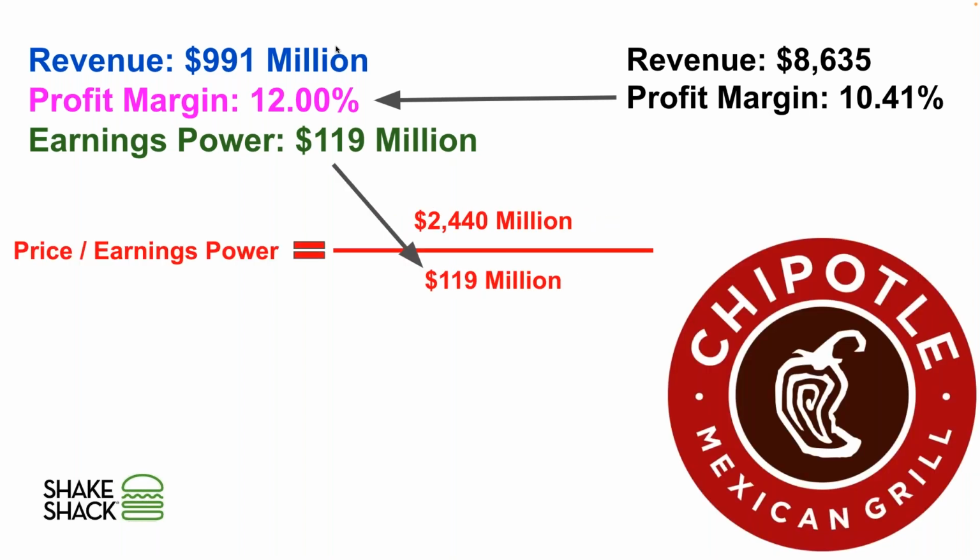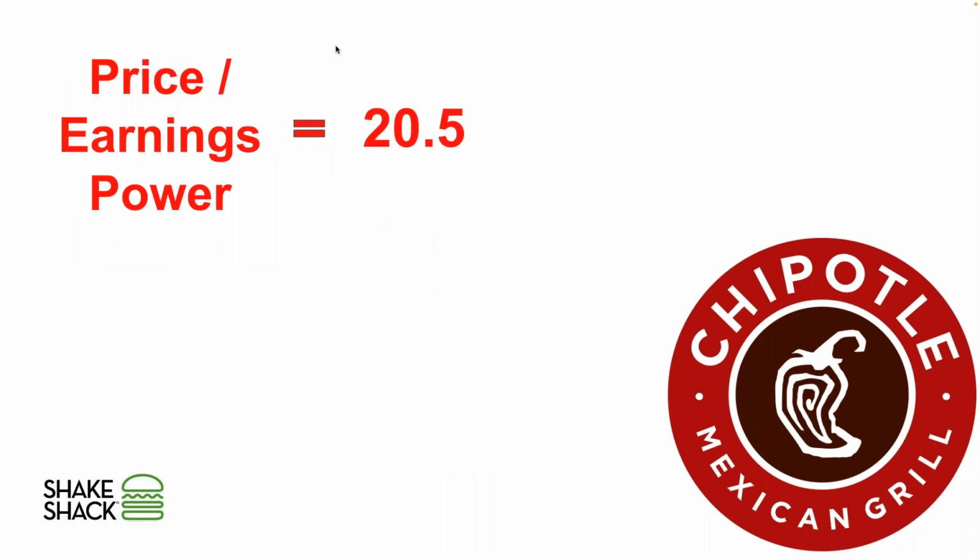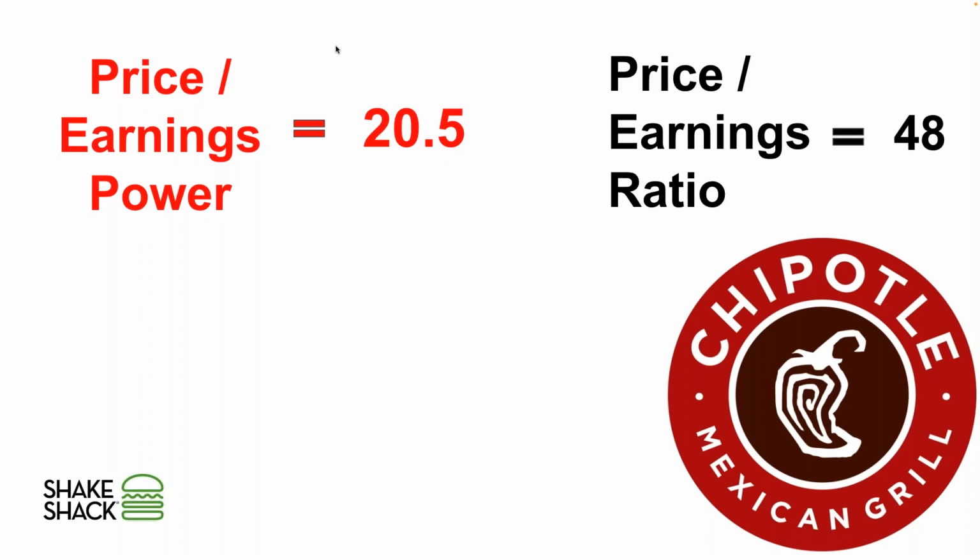And if we take that and substitute it into the price to earnings ratio, we see that Shake Shack has a price to earnings power ratio of about 20. If we compare that to Chipotle's actual price to earnings ratio of about 48, you could make the argument that Shake Shack is actually much cheaper than Chipotle is today by a wide margin. And this is, again, how we can value a growth company that does not have any profitability as of today.